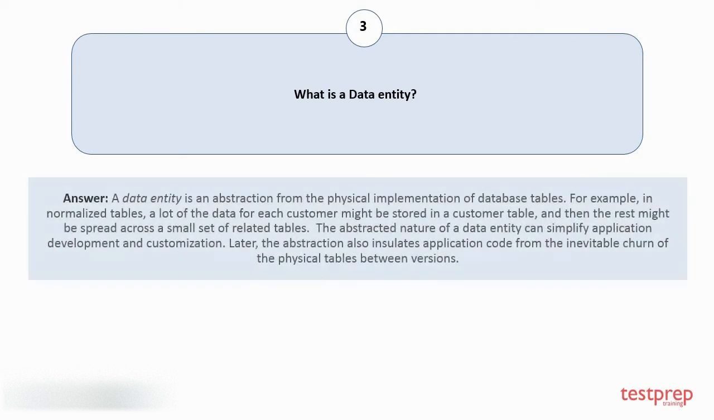Your answer is: a data entity is an abstraction from the physical implementation of database tables. For example, in normalized tables, a lot of the data for each customer might be stored in a customer table, and then the rest might be spread across a small set of related tables. The abstracted nature of a data entity can simplify application development and customization. Later, the abstraction also insulates application code from the inevitable churn of the physical tables between versions.